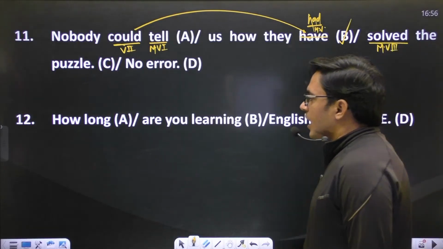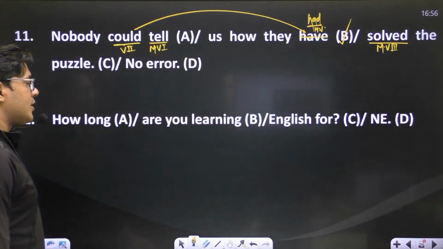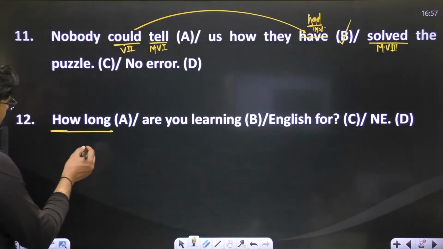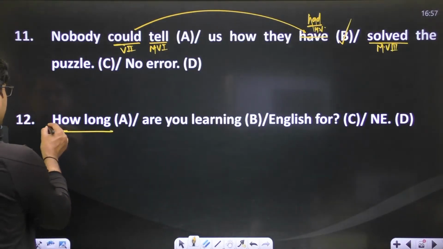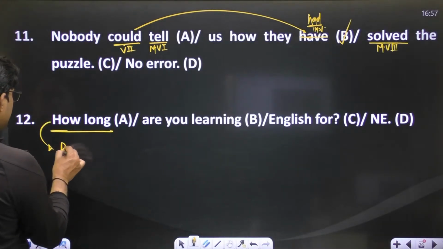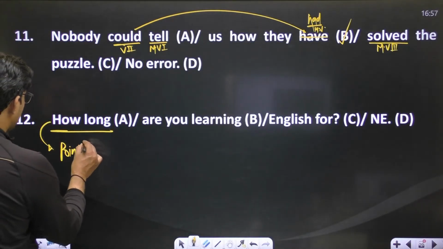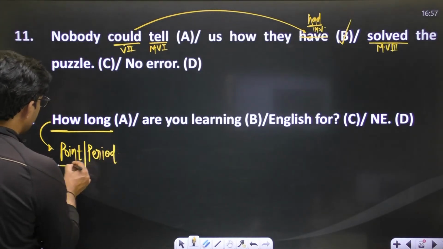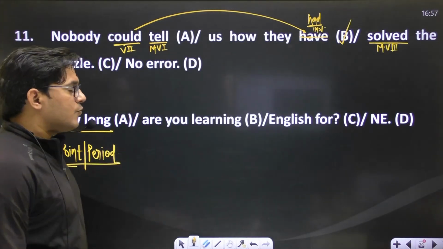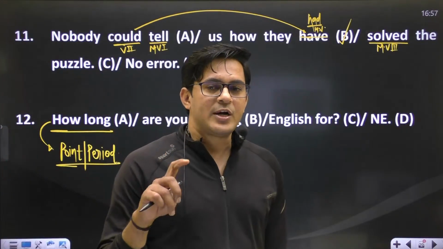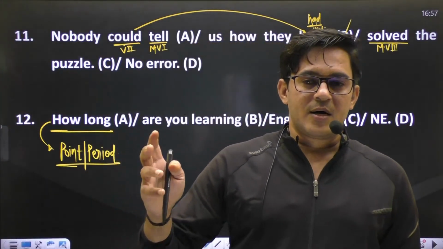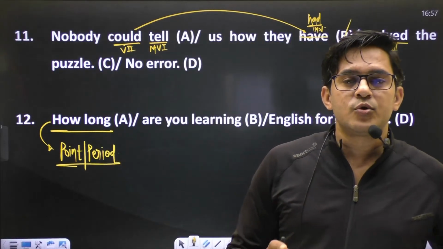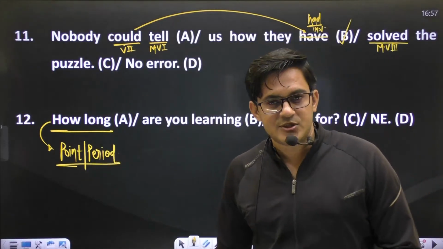The next sentence is, how long are you learning English for? Same thing is here, as I said. This phrase how long is always a question about either a point or a period. And whenever we talk about a point or period, we require perfect continuous tense to denote imperfection with partial perfection.